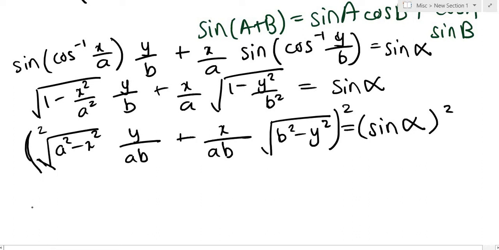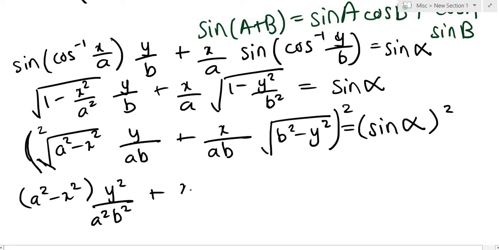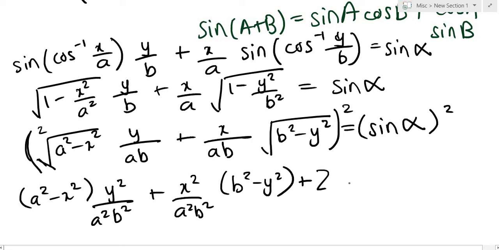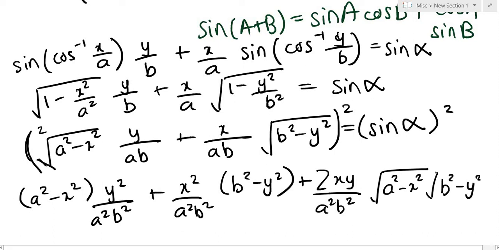So the first term squared: this thing just loses the radical on squaring. So we have a squared minus y squared times y squared over a squared b squared, plus then this term squared, this will just be x squared over a squared b squared, times then this term loses the radical, b squared minus y squared, plus 2 times the product of these two terms. So 2 times xy by a squared b squared times the square root of a squared minus x squared times the square root of b squared minus y squared. And all this is just equal to the sine squared of alpha.